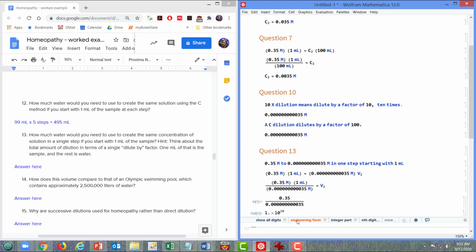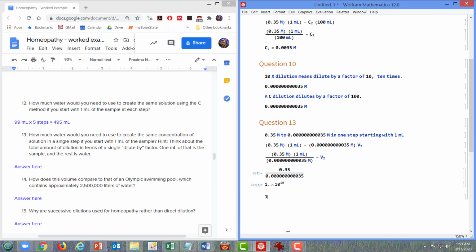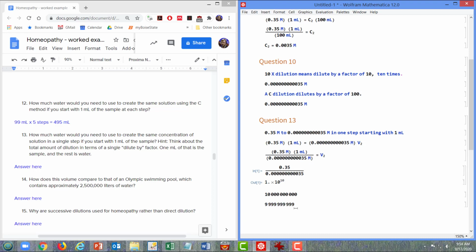And we get 10 to the 10th. So we are taking 1 milliliter and diluting it to a volume of 10 to the 10th milliliters. So 10 to the 10th is going to be 1, 3, 4, 6, 9, 10. 10 billion. But we started with 1 milliliter, so that minus 1, so to determine how much we added is that much there, that many milliliters.